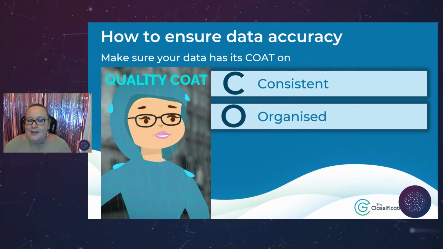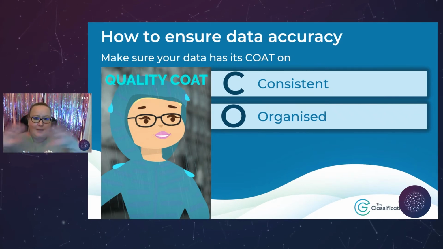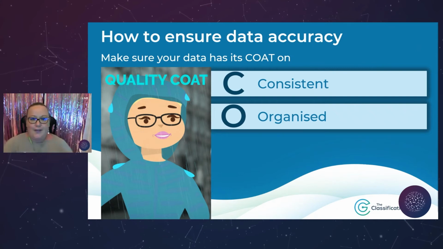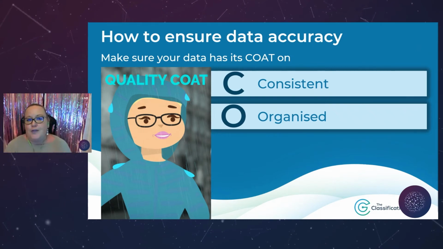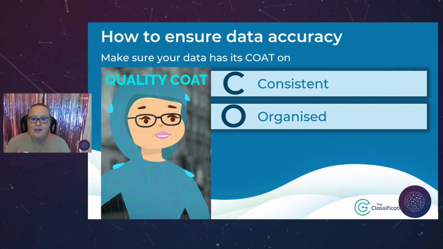Then it has to be organized. So what does that mean? Well, actually, data is quite like a closet. You might have a really messy closet with all your clothes just thrown in there, and you know that your favorite top's in there, but you've got to rummage around to get to it. You're not quite sure, and it might be a bit creased.